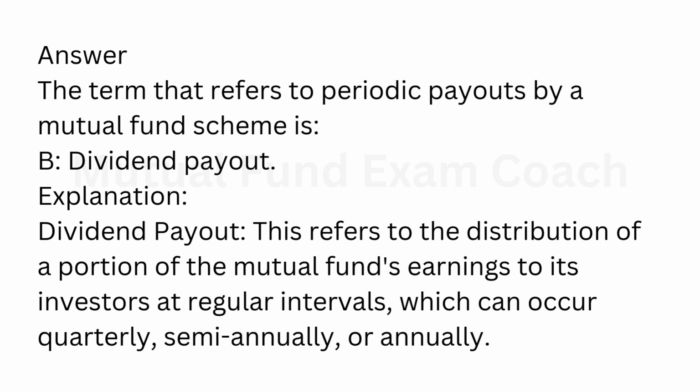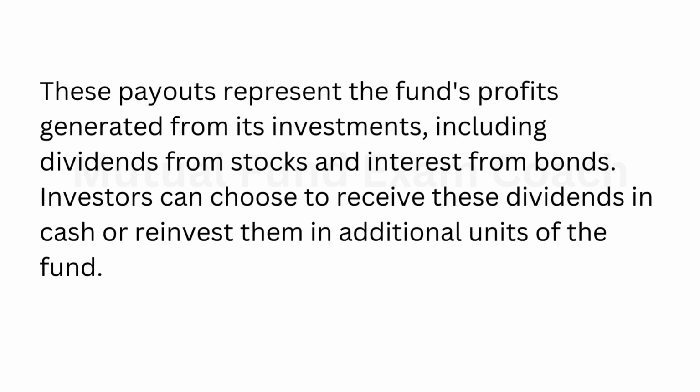Explanation. Dividend payout refers to the distribution of a portion of the mutual fund's earnings to its investors at regular intervals, which can occur quarterly, semi-annually, or annually. These payouts represent the fund's profits generated from its investments, including dividends from stocks and interest from bonds. Investors can choose to receive these dividends in cash or reinvest them in additional units of the fund.